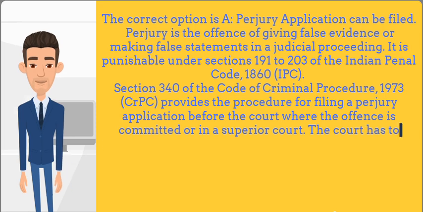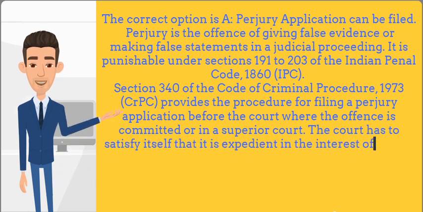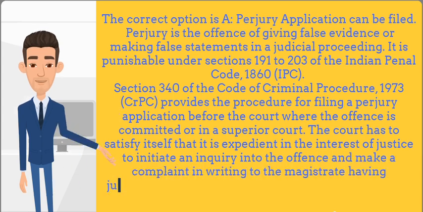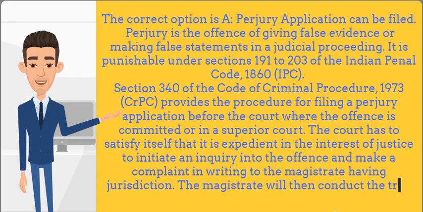Section 340 of the Code of Criminal Procedure, 1973 provides the procedure for filing a perjury application before the court where the offense is committed or by a superior court. The court has to satisfy itself that it is expedient in the interest of justice to initiate an inquiry into the offense and make a complaint in writing to the magistrate having jurisdiction.